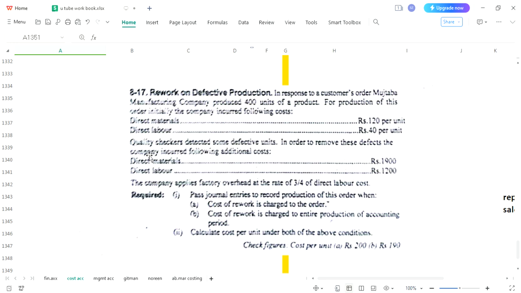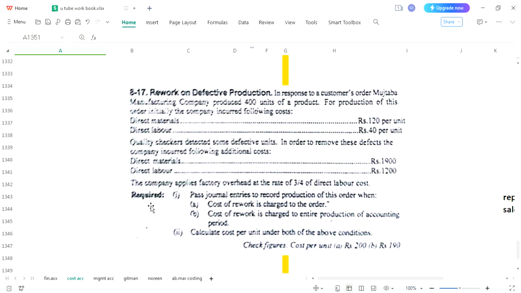Here, check it out. Quality checker detected some defective units. In order to remove these defects, the company incurred the following additional costs. So this is rework. Now please focus here. 120 per unit was mentioned, but in rework, per unit is not mentioned. It means it's a total cost.